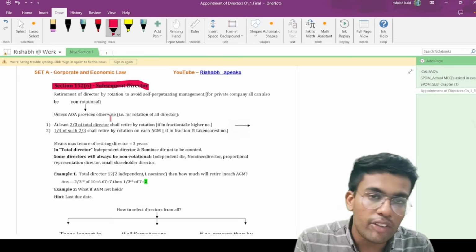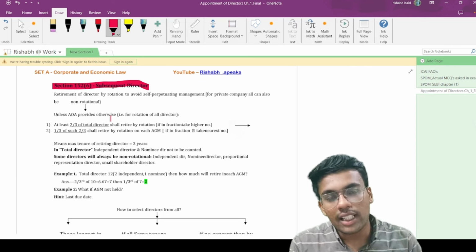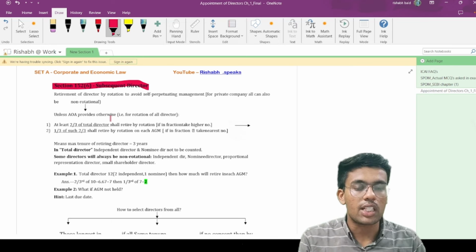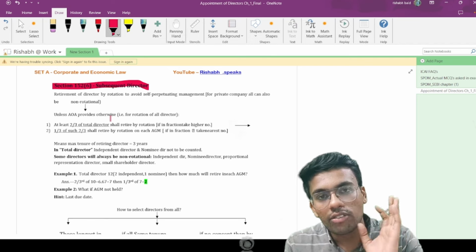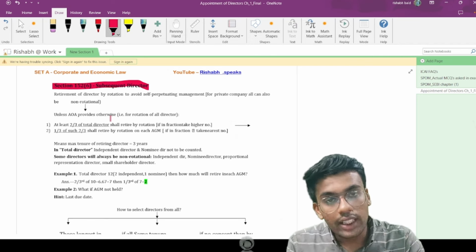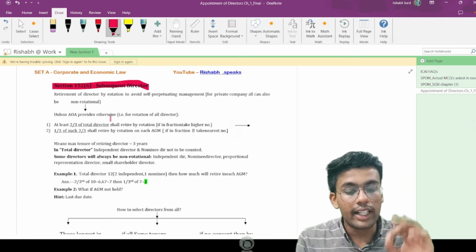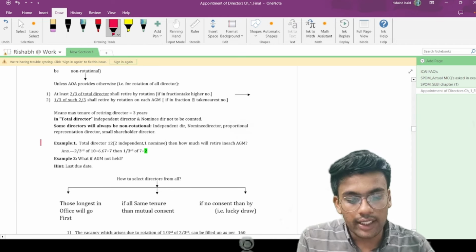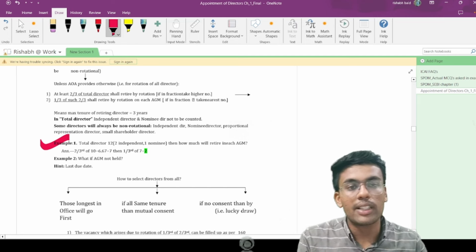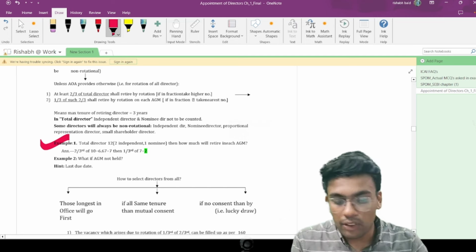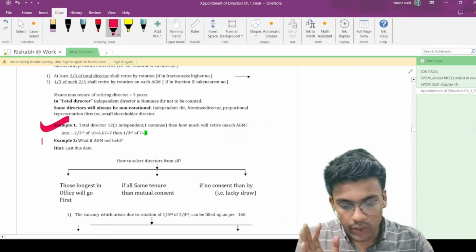Let's say there is a total of 9 directors, out of which 2/3 are eligible to retire by rotation. 2/3 of 9 will be 6. Out of those, 1/3, that means basically 2 directors, shall retire in the next AGM. So for your easy reference, I have also mentioned an example for this. Please refer to this example.